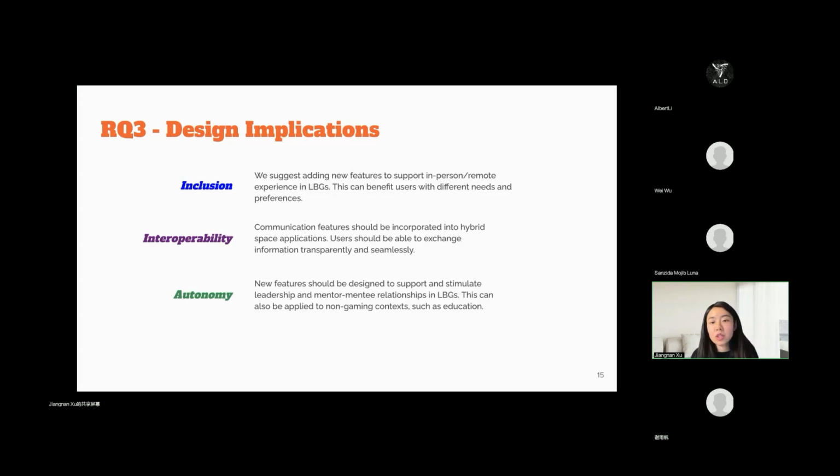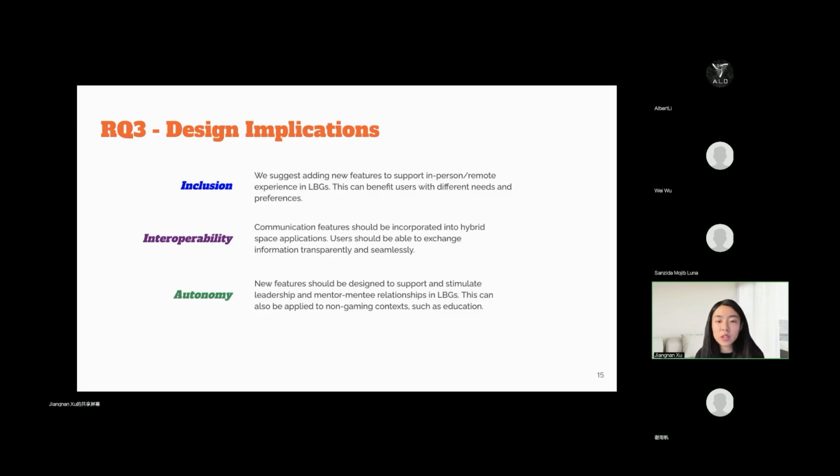So communication features should be incorporated into hybrid space applications. Although we have some concerns, because we don't want people to alert the teenage users who are sharing location information, designers can design some basic, pre-designed text in the game, or they can use AI to moderate the conversations to avoid any cyberbullying or dangerous conversation. And users should be able to exchange information transparently and seamlessly.